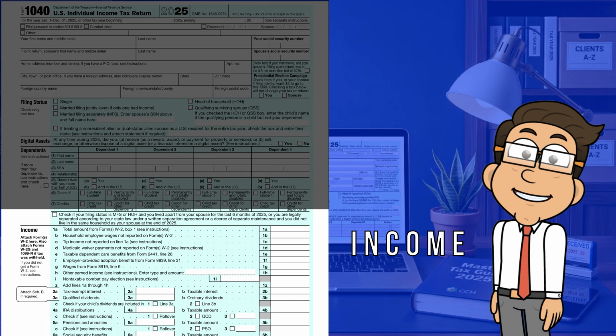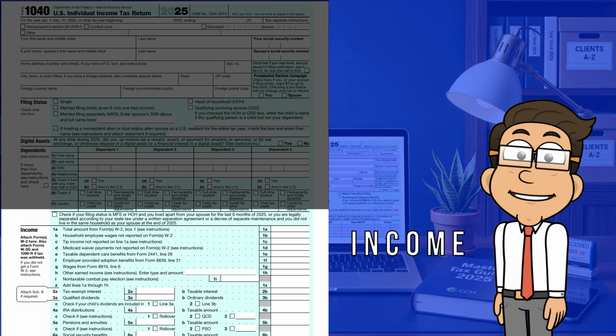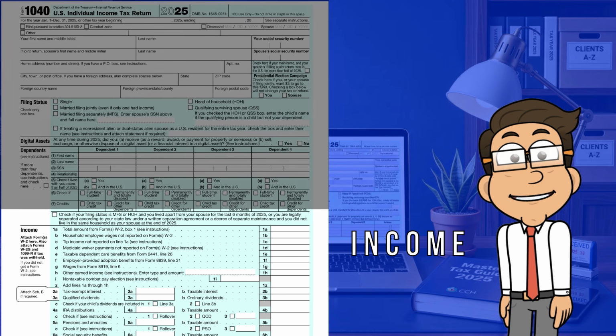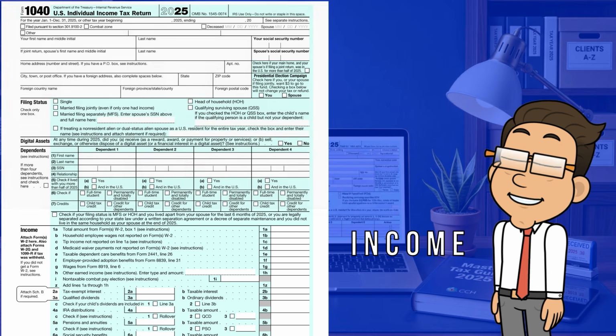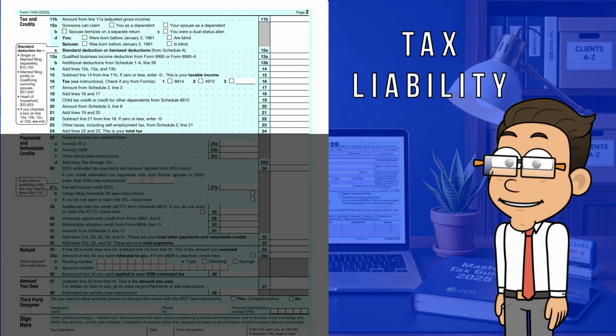Now let's talk about calculating taxable income. This is where you report everything you earned in 2025, wages, salaries, bonuses, freelance work, and any other sources of income. The more accurate you are, the smoother the rest of the filing process will be.